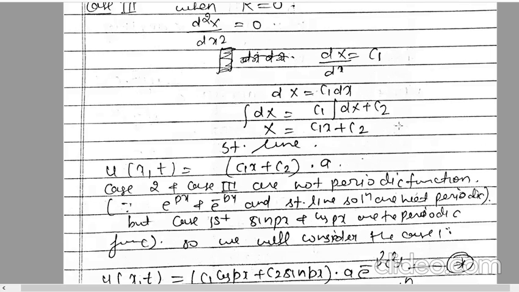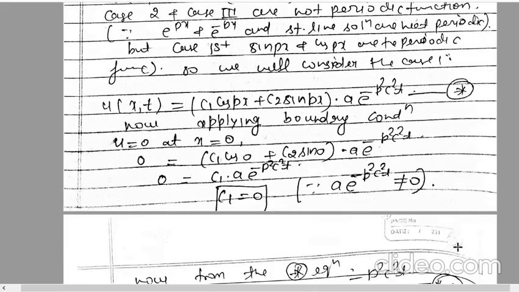So which solution is periodic, right? So we will always consider a periodic solution. A straight line is not a periodic function. Exponential function is not a periodic function. Only sine and cos functions are the periodic functions, right? So the other cases, e to the power px and e to the power minus px and the straight line solution, are not periodic. But sin x and cos x are the periodic functions. So we will always consider the sin x cos x solution here.